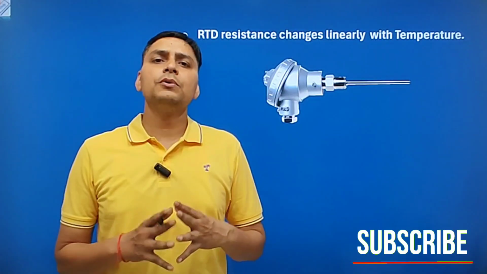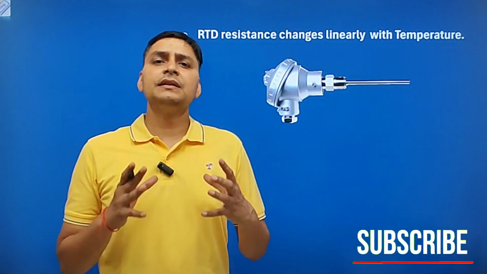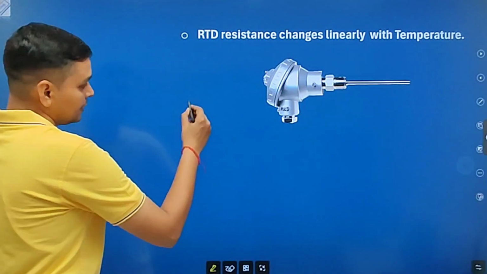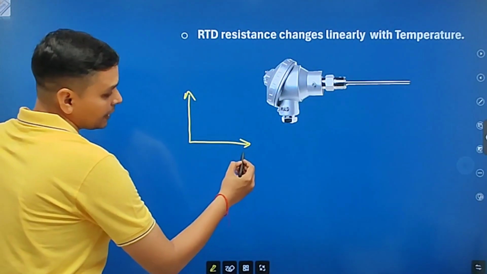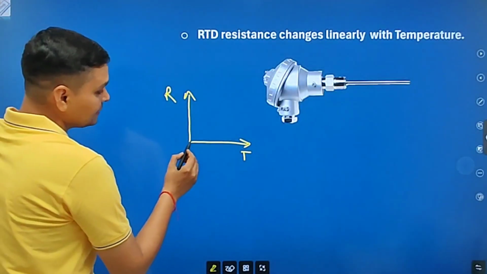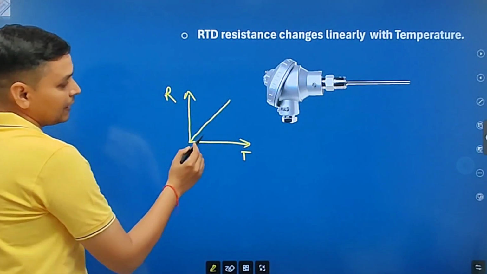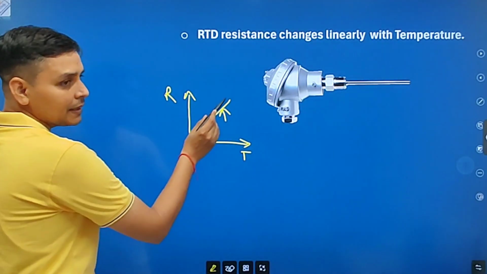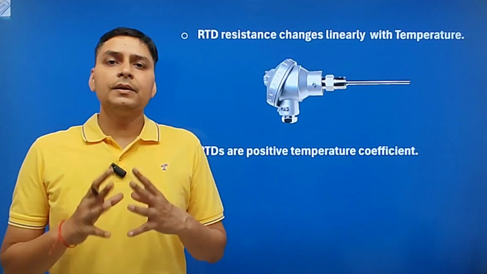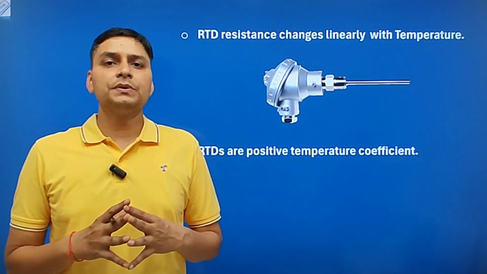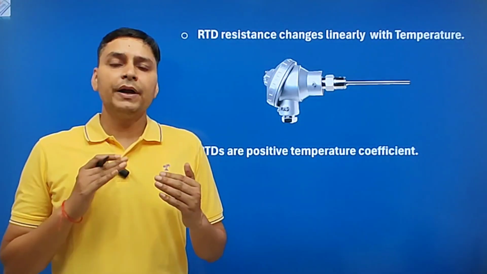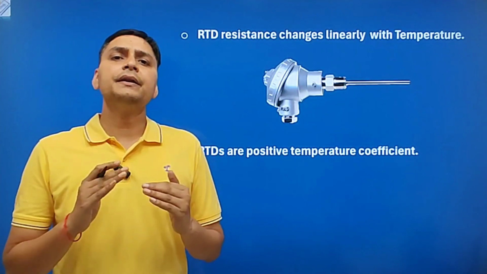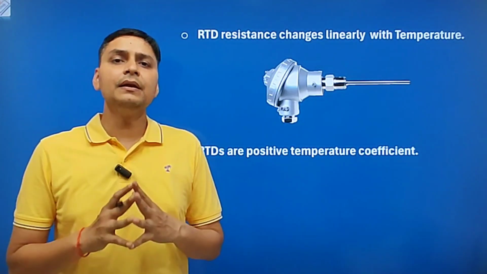Now the important point about RTD is its resistance changes linearly with temperature. Now what does linearly mean? Linearly means suppose we are making a curve for temperature and resistance, then resistance will increase with temperature like this. As temperature increases, resistance increases linearly. The other important point is RTDs are positive temperature coefficient. Positive temperature coefficient means when temperature increases, resistance increases. If it is negative temperature coefficient, then on increased temperature, the resistance will decrease.